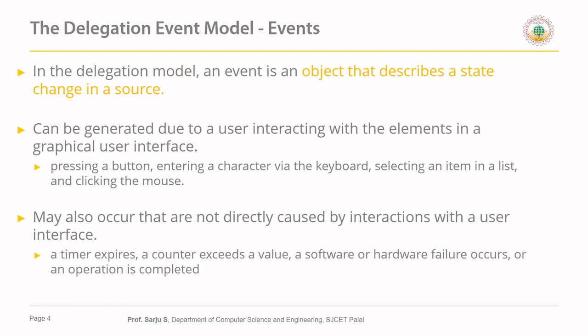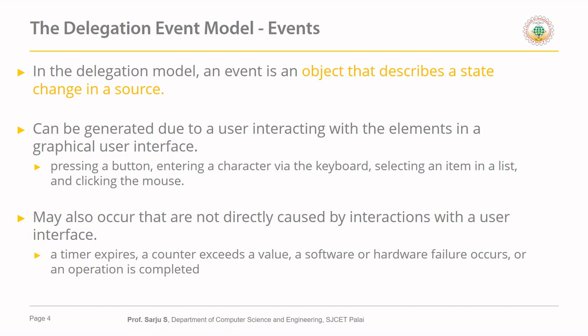A state is changed when a button is pressed. Definitely there is a state change for the button. Okay. And we can say that every time a user interacts, an event is generated. It may also occur not directly caused by the interaction with the user interface.